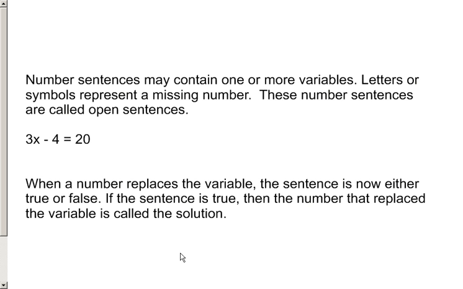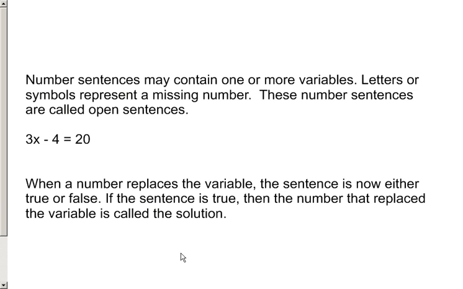So if I look at 3x minus 4 equals 20, and I solve for x, I know that 3 times 8 is 24, and 24 minus 4 is 20. So x equals 8. Now that I've solved for the variable, the sentence is true, and the number that replaced that variable, 8, is called a solution.